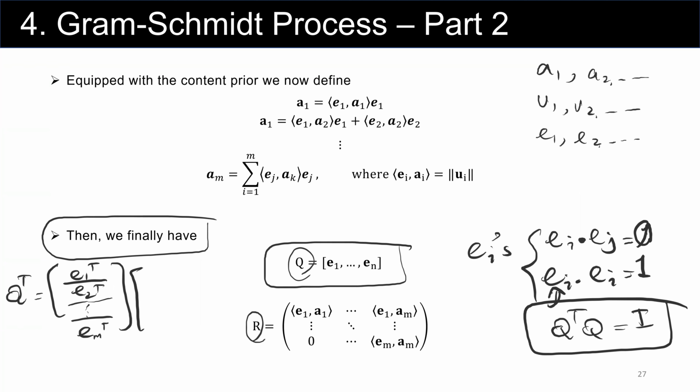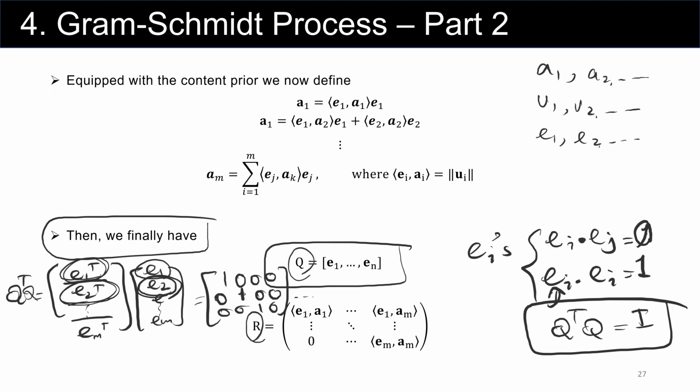And Q is [e1, e2, ..., en]. All right, so e1 inner product e1 is 1. e1 inner product e2 is 0. e2 inner product e1 is 0. e2 inner product e2 is 1, and so on, with zeros and ones along the identity pattern.